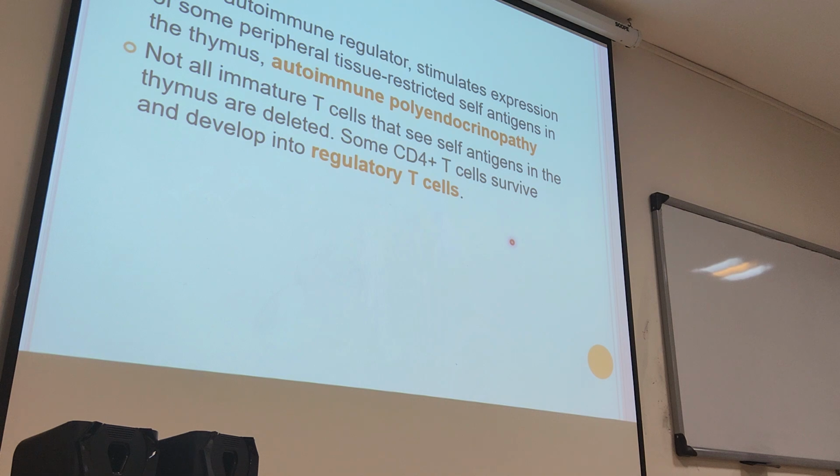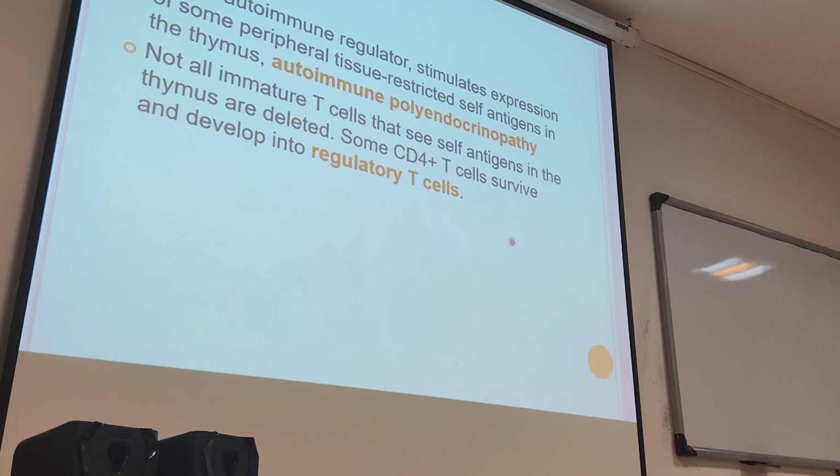And we have one important molecule for presentation of self-antigen to our T cells in the thymus, and it is called AIRE, or autoimmune regulator. By dysfunction of this molecule, we may have some autoimmune disorders which are called autoimmune polyendocrinopathy.